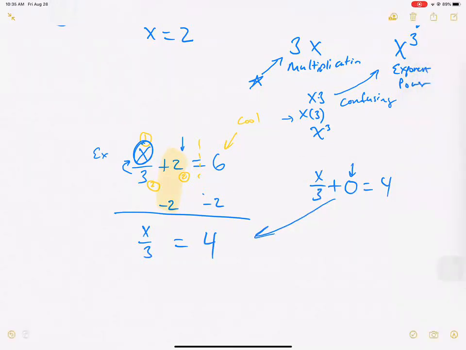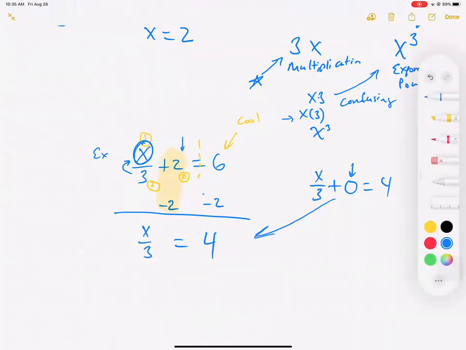Okay. Next step, we want to solve for x again, identifying in our brains that, hey, I'm still solving for x, but I have to get rid of the 3 now. How do I get rid of divide by 3? Opposite operation of divide by 3 is multiply by 3.